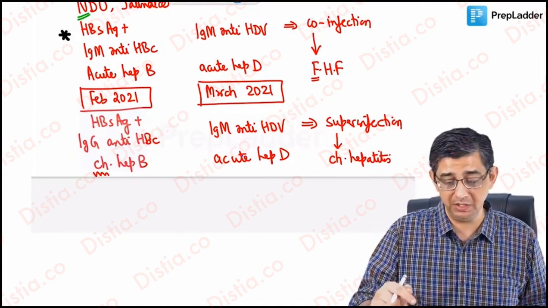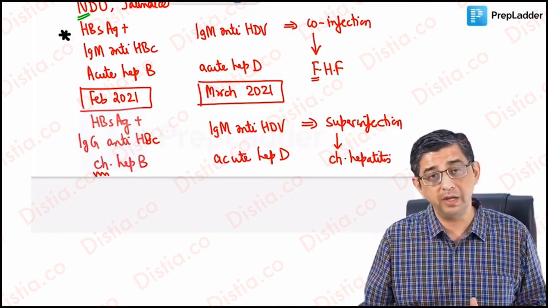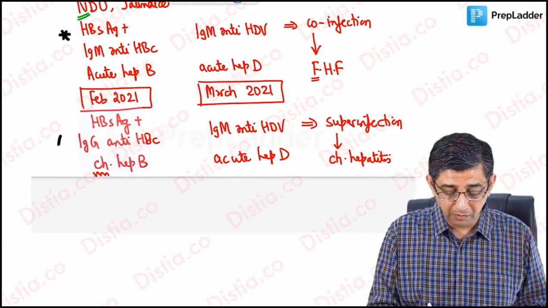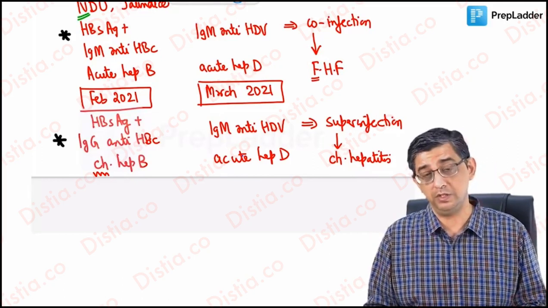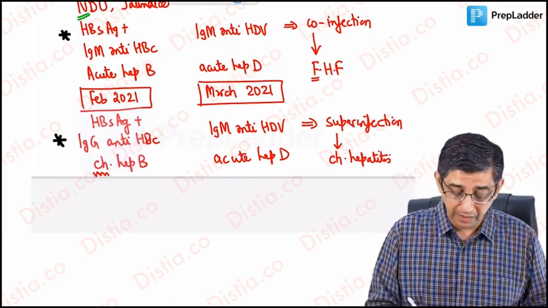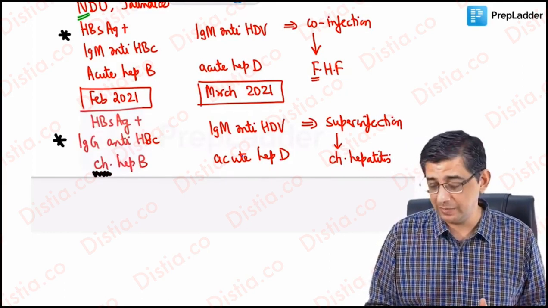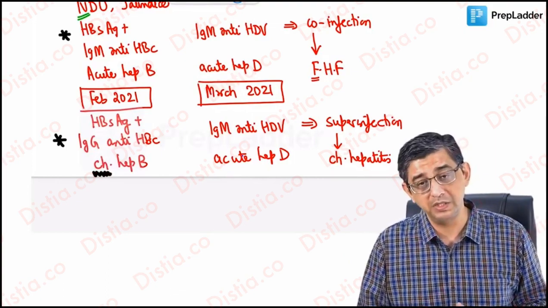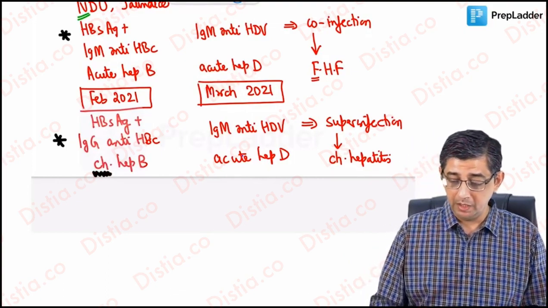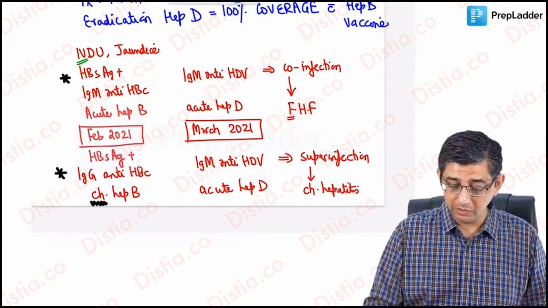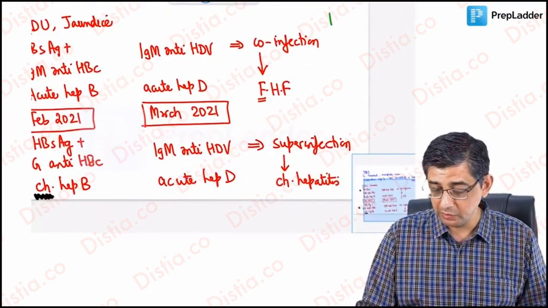It is a manifestation which could result in fulminant hepatic failure. And if it is a superinfection, when you look at the word superinfection, the person is already having chronic damage to the liver. So this chronic damage will definitely be exacerbated, and chronic hepatitis manifestations can occur in a patient.